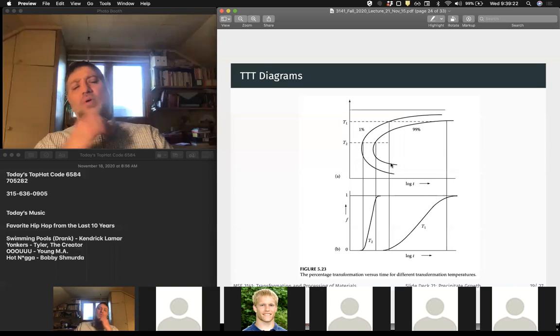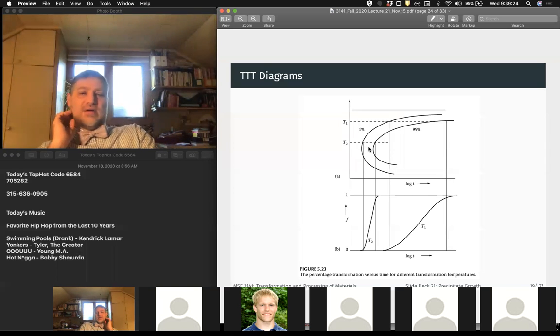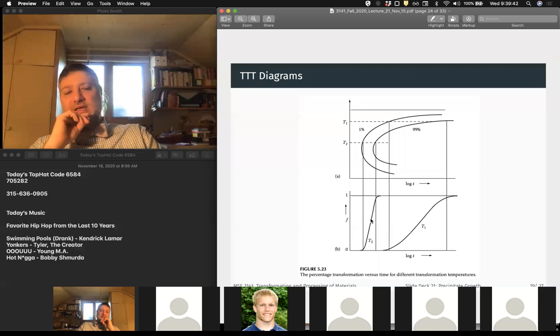Okay. But what we want to get across from throwing this picture up now is that the transformations tend to follow these sigmoidal curves. If I look at the fraction complete between 0 and 1, I get a sigmoidal shape like this to my fraction. And obviously this is, of course, for transformations that go to completion, right?